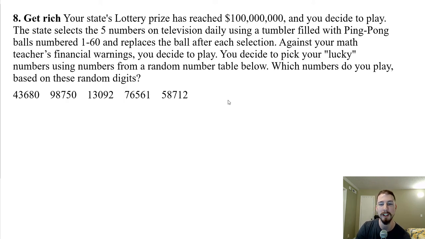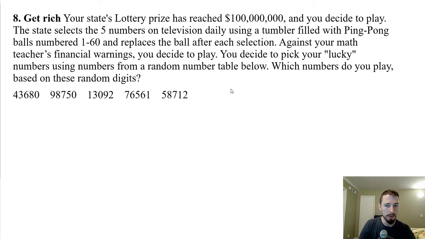All right, you decide to play. You decide to pick your lucky numbers using random integers from the table below. Which numbers would you play based on the random digits? So this is what we call a simulation. We're going to use this random string of digits to pick our numbers.